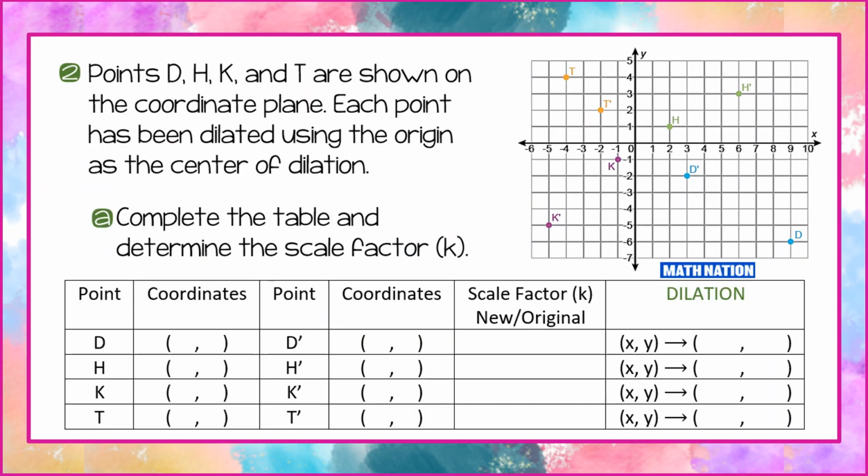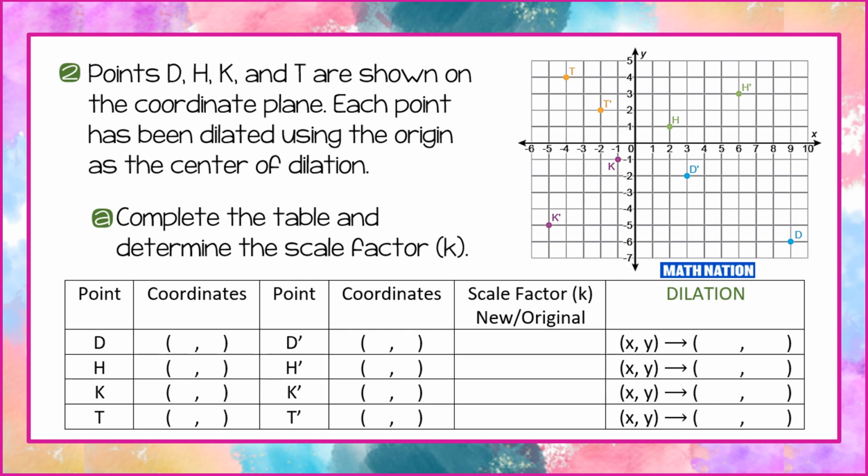Problem number 2. We have points D, H, K, and T, and they're shown on the coordinate plane. Each point has been dilated using the origin as the center of dilation. Excellent. We need to complete the table and determine the scale factor. So it's going to be different for each pair of points.